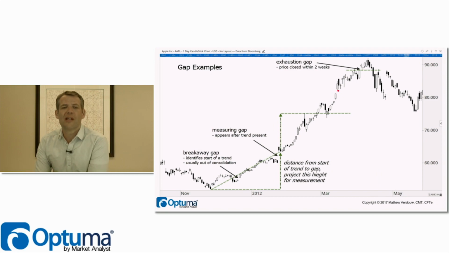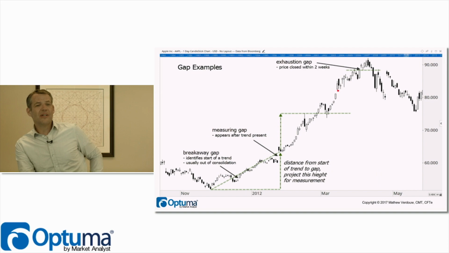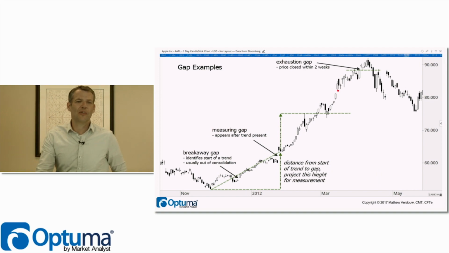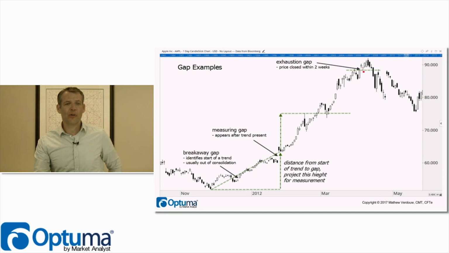Obviously that didn't happen, although I probably need to have a look at a chart and see whether it eventually got there or not. And finally, in this same move, we got the exhaustion gap at the end, and then the price had closed out within the 2 weeks. And so we knew it was the exhaustion gap and the end of the run up there.